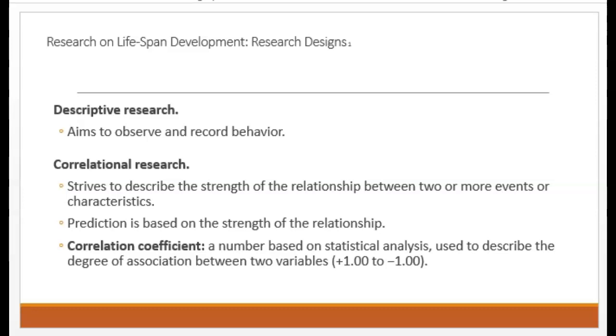So closer to 1 in either direction is a stronger relationship, and the plus or minus just tells you which direction it's going, whether an increase in one is associated with an increase in another, or whether an increase in one is associated with a decrease in another.